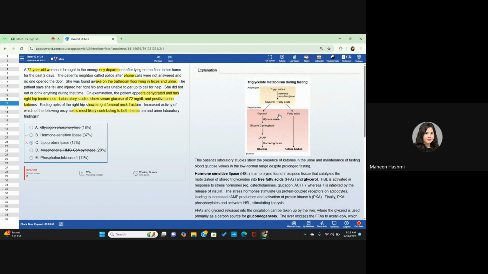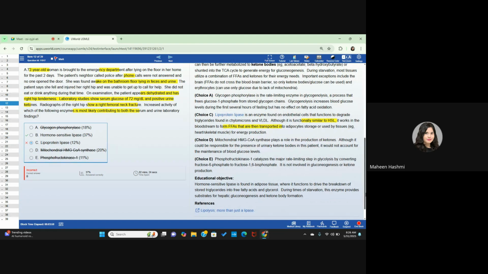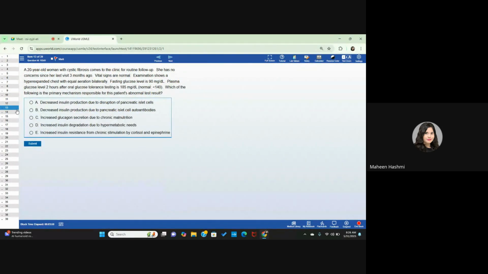So triglycerides get broken down into glycerol and fatty acids, and we need glucose for survival, because fatty acids and all the other molecules get used up later. First, we need glucose. If glucose is depleted, then only our body resorts to other molecules for energy. Again, in the time of starvation, this enzyme provides substrates for hepatic gluconeogenesis and ketone body formation. All right, okay. Next question.